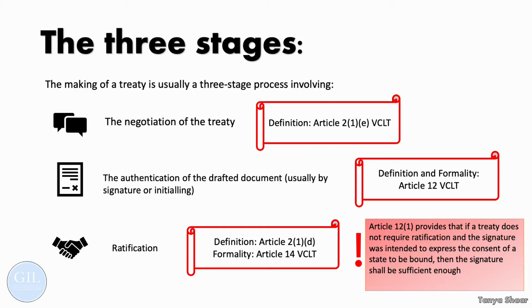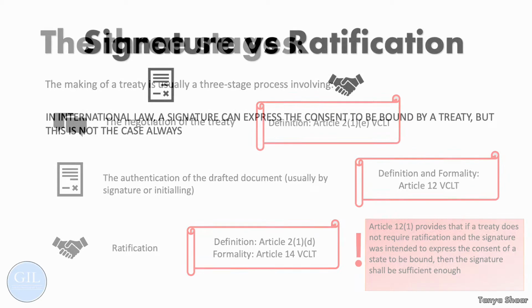Notably, Article 12.1 of the VCLT provides that if a treaty does not require ratification and the signature was intended to express the consent to be bound, then the signature shall be sufficient and ratification is not needed. Now, the difference between signature and ratification may seem confusing, so let's take a look at the difference between signature and ratification when it comes to expressing the consent to be bound by a state.